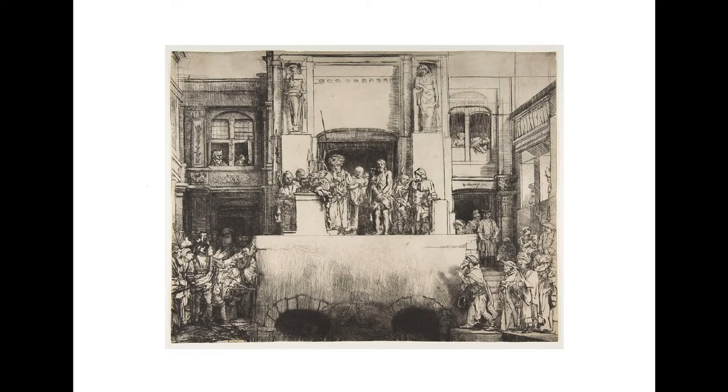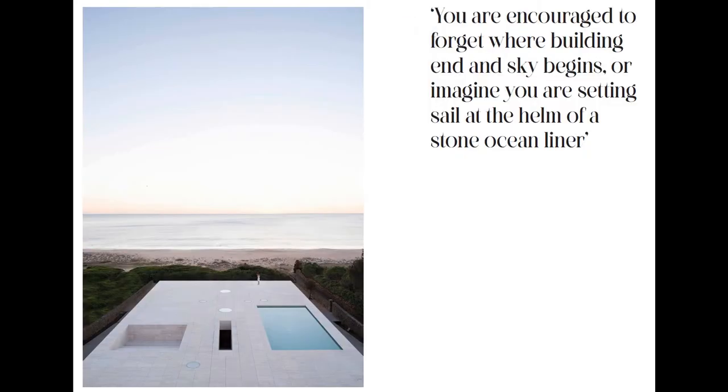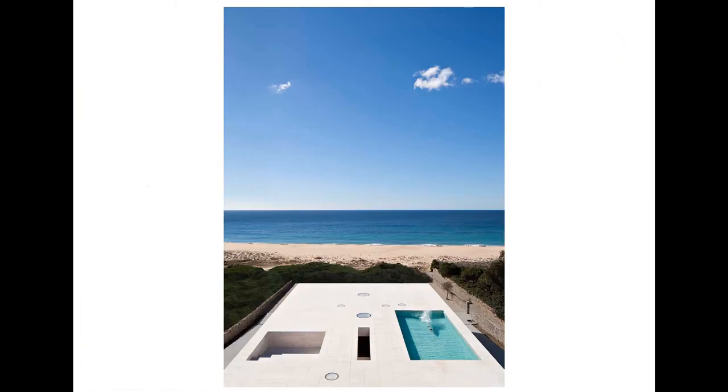And as you're going to see, Adalberto Libera, with Casa Malaparte in Capri, who did the same thing, would like it too. And when we look at our house from the beach, we will be reminded of all of them. The architect said, "You are encouraged to forget where your building ends and the sky begins, or imagine you are setting sail at the helm of a stone ocean liner."